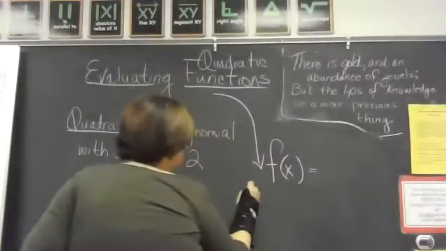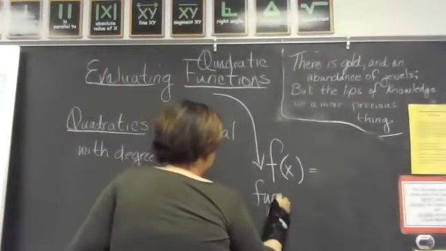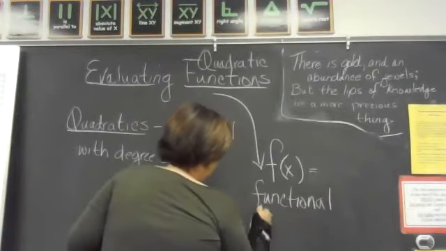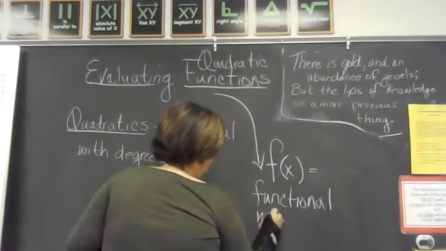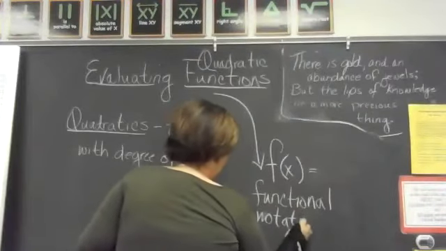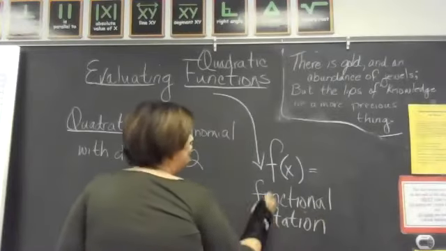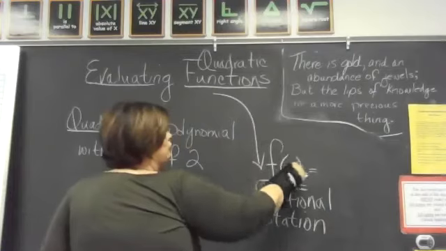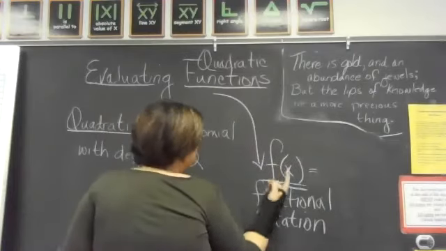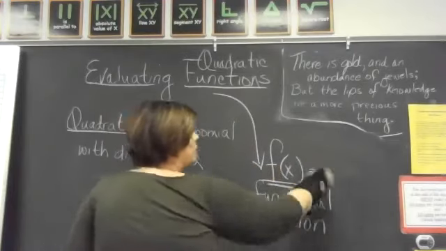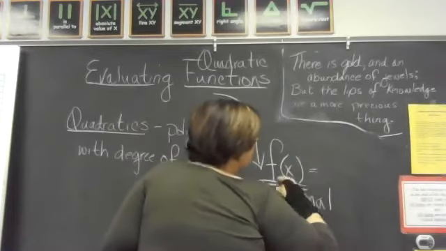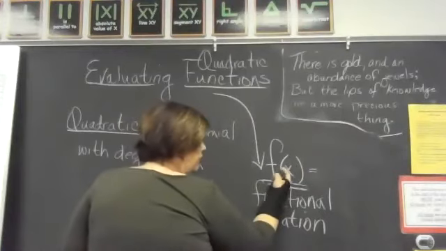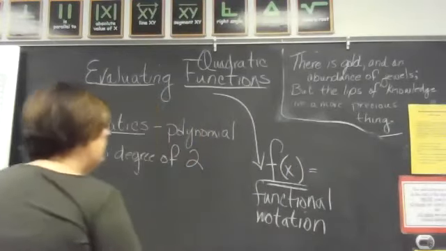This is called functional notation. Don't get all wrapped up in this. This is just a title. It tells you this particular rule that we're working with, I decided to call it f. And in that rule or that equation or that expression, it's going to have some x's in it. That's all this means.